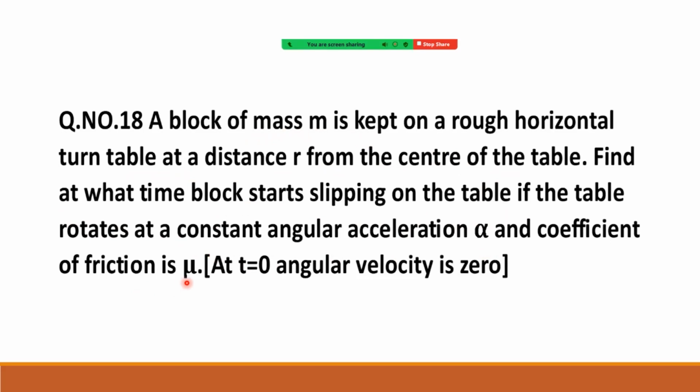So the condition is at t equal to 0, angular velocity is 0. So it is a horizontal table. Distance is r from center. At what time does the block start slipping? Starts slipping means the frictional force becomes limiting friction, right? Constant angular acceleration alpha. Let us see. We have to find at what time.